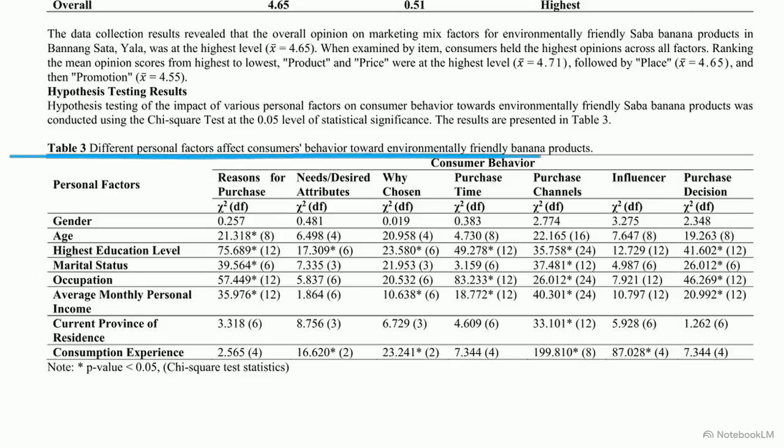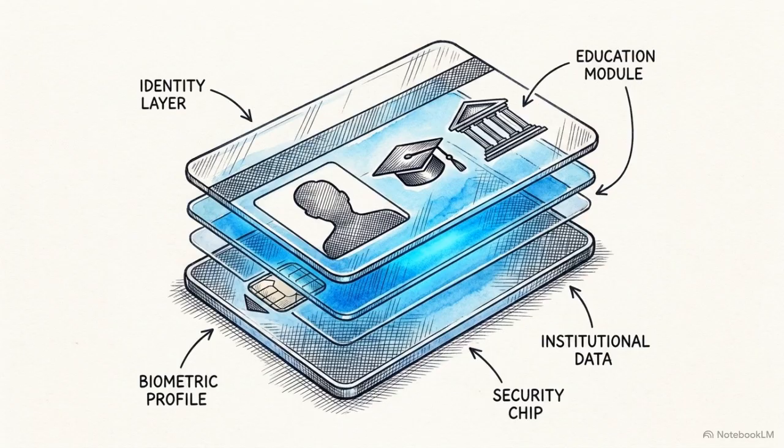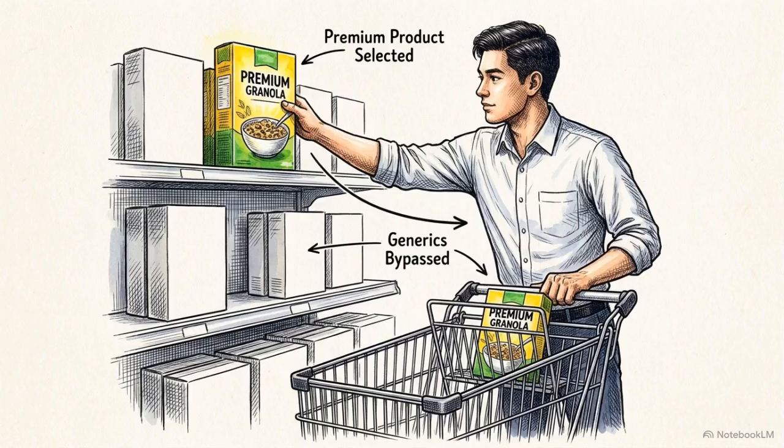This table details a chi-square test measuring how personal demographics impact consumer behavior. The asterisks indicate a p-value under 0.05, confirming a highly significant influence on purchasing habits. Notice the specific clusters around education level, occupation, and consumption experience. The math translates to a specific profile. Single consumers who hold bachelor's degrees and work as civil servants exhibit distinct psychological traits that dictate their buying decisions.